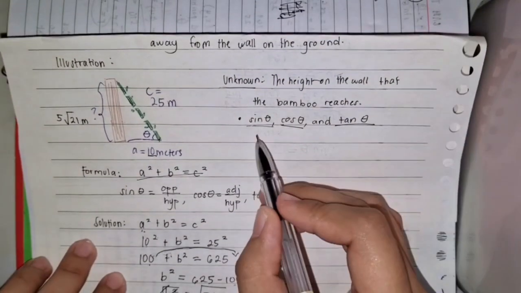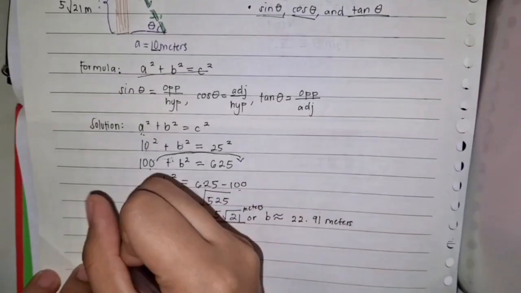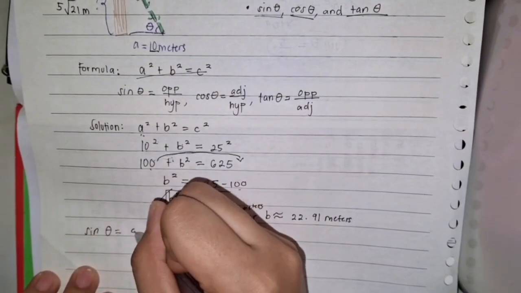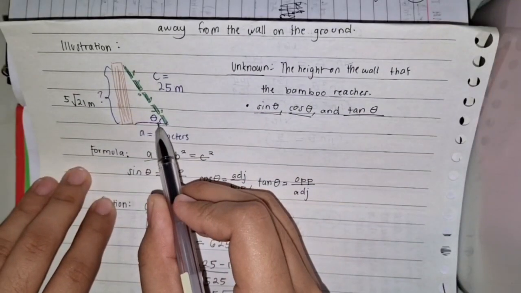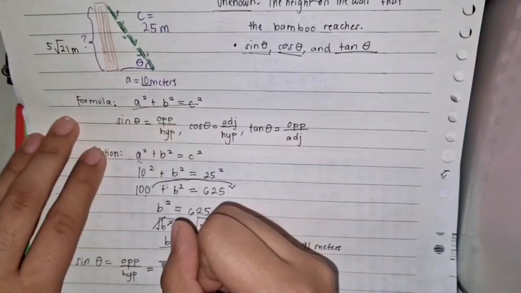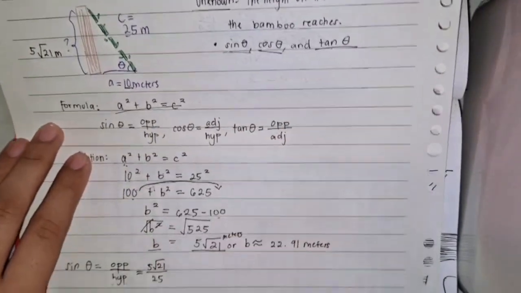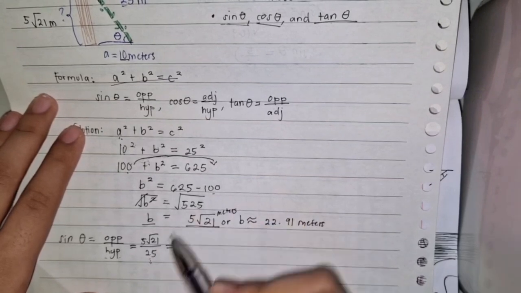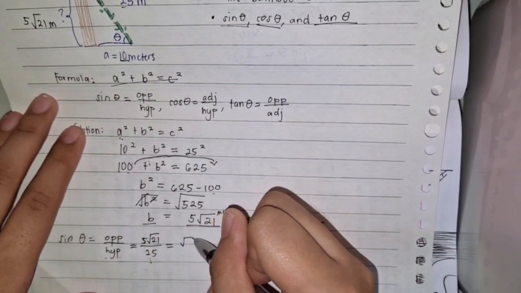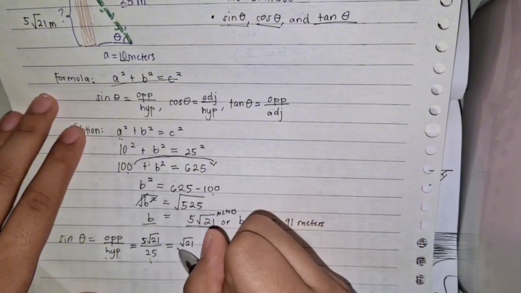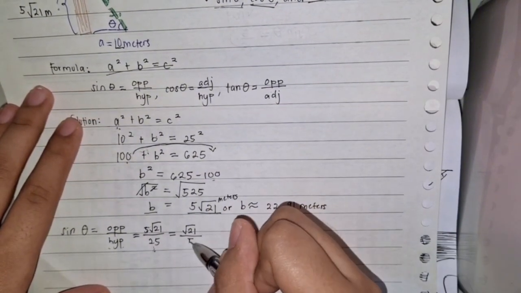We can now look for the trigonometric values of sine theta, cos theta, and tan theta. Let's start with sine theta. Sine theta is equal to opposite over hypotenuse. So for the opposite, we have the opposite of the theta, or the angle here, is 5 square root of 21. 5 square root of 21 over the hypotenuse. The hypotenuse is 25. So this can still be simplified. So 5 divided by 5 is 1, so we can eliminate this here, leaving just the square root of 21 in the numerator. And 25 divided by 5 would be just 5.